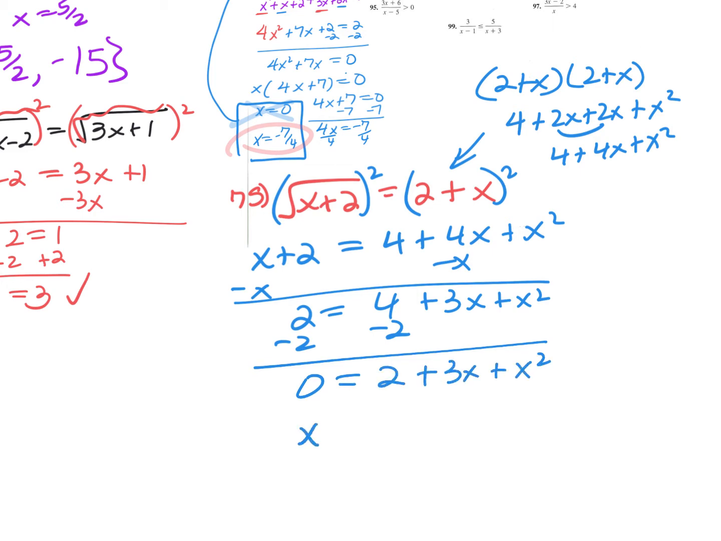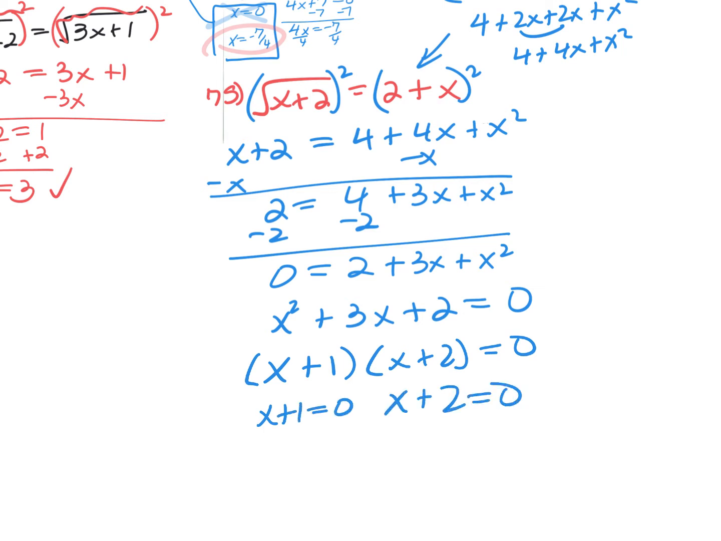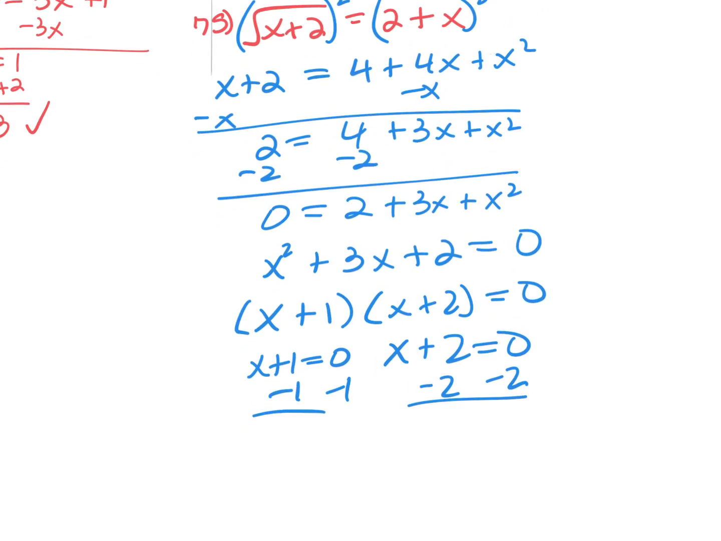I'm going to rewrite it in standard form over here on this side. And now what I'm going to do is look for the factors of 2 that give me 3. And that's going to be 1 times 2 because 1 plus 2 is 3. Set each of the factors equal to 0. Subtract 1. And my two solutions here are x equals -1, x equals -2. And they both work.